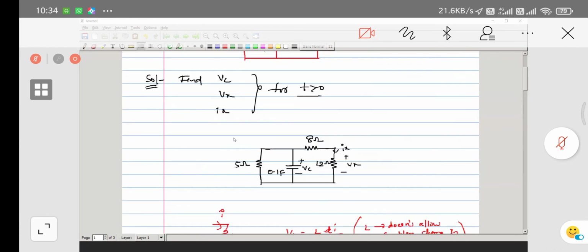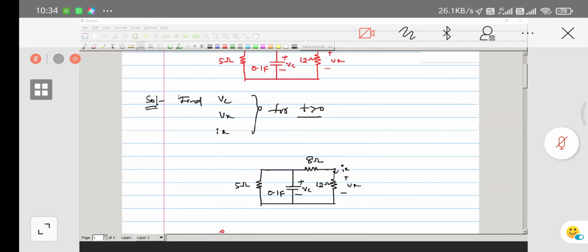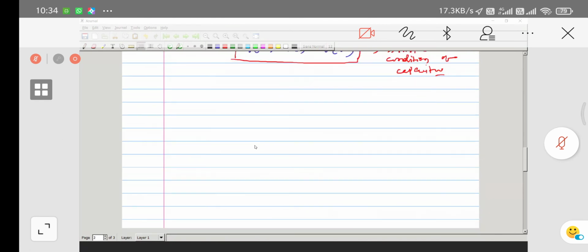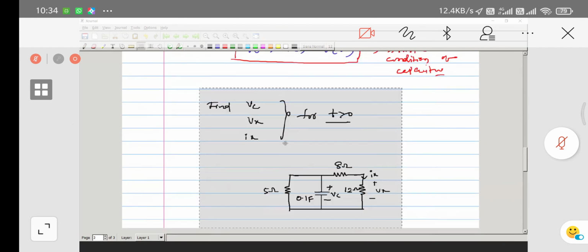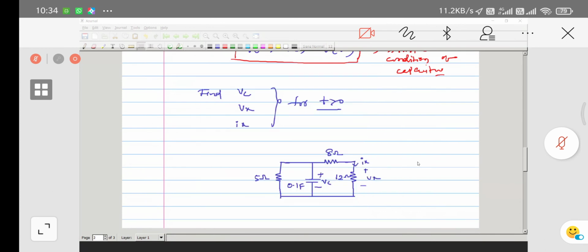Yes. So this is my problem. I want to find out the Vc and Vx and Ix for t greater than 0. So here, first of all, I have a "let". This is the problem.